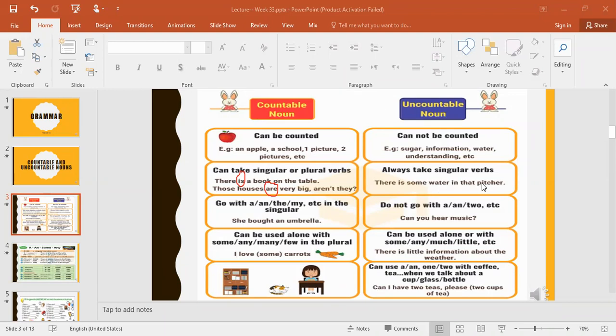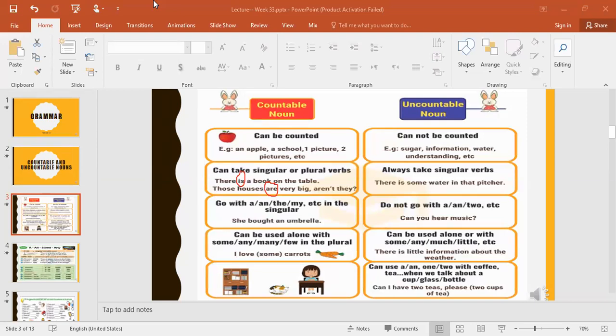But if you look at the second side of the chart, which is the uncountable nouns, we see that the uncountable nouns always take, sorry, it always takes a singular verb. I say there is some water in that picture. There is sugar in the jar. So I'm using the singular verbs with the uncountable nouns. So when you see an uncountable noun, surely the verb used is going to be a singular verb, not a plural verb. And in the countable nouns, we use singular verb for singular nouns and plural verbs for plural nouns.